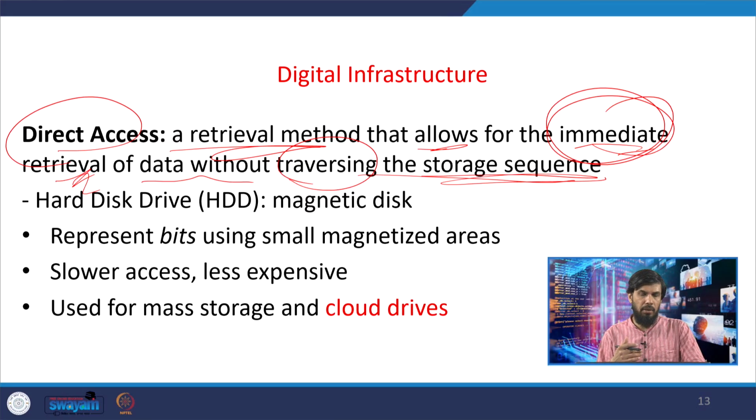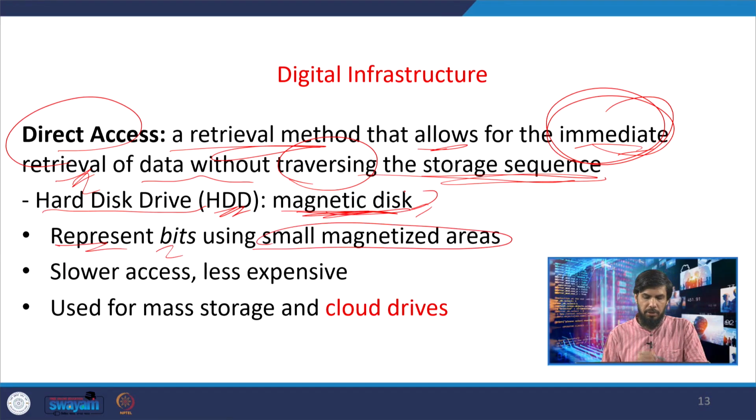Now, the same kind of product, for example the magnetic disk, which is based on the same kind of material. The hard disk drive, HDD, which is a magnetic disk using the same material, can also be designed to provide direct access. It represents bits using a small magnetized area, because the same material is there. The way of storing data as on-off states, zeros and ones, is the same, a small magnetized area. Because it is the same technology, it is slower access, but faster than the magnetic tape or tape cartridge, though still categorized as slower access, and less expensive.